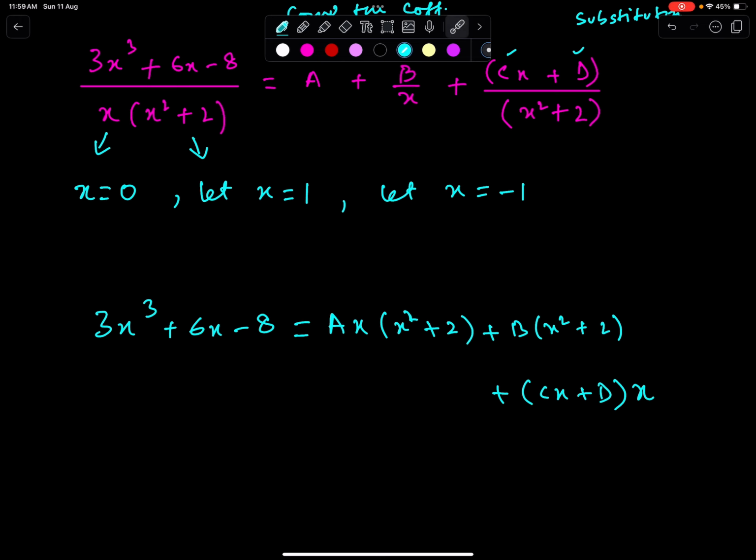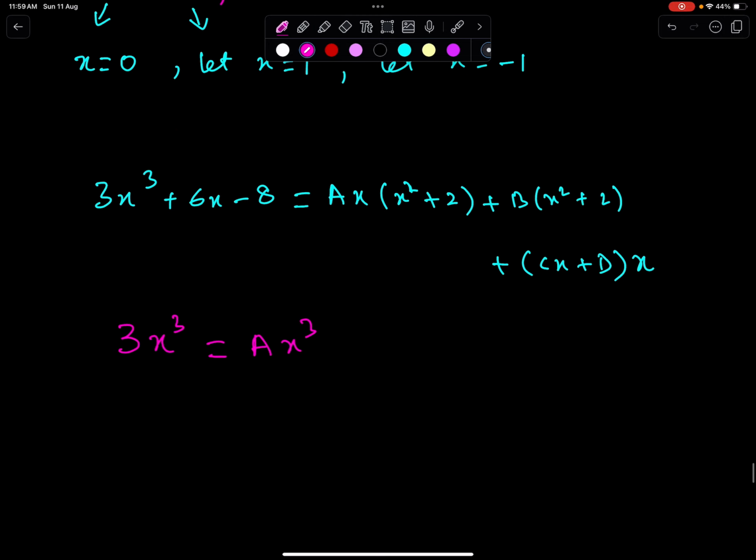Now first multiply a with this x square, ax with x square, to get the coefficient of x cube on the right side, and then compare that coefficient with this coefficient. So 3x cube, I'm comparing the terms right now, a x cube. So by comparing the coefficients of x cube on both sides, we have a = 3.